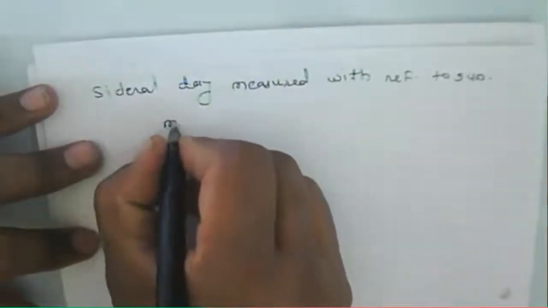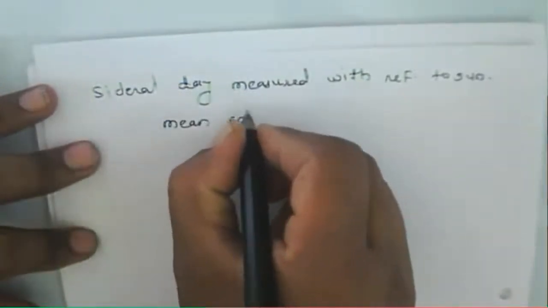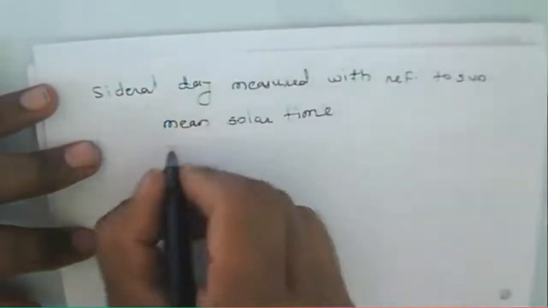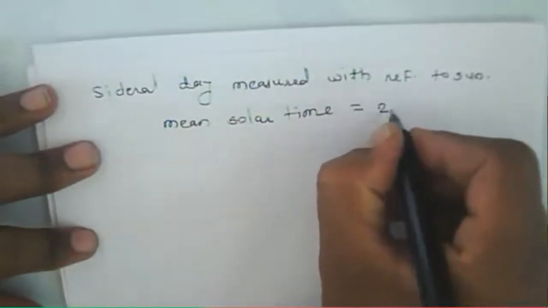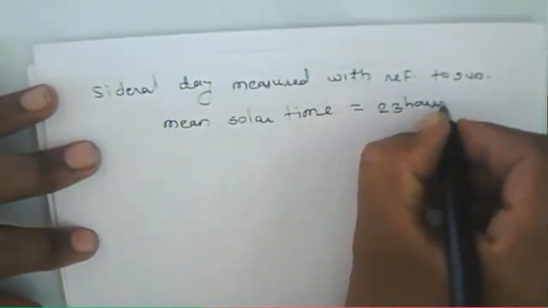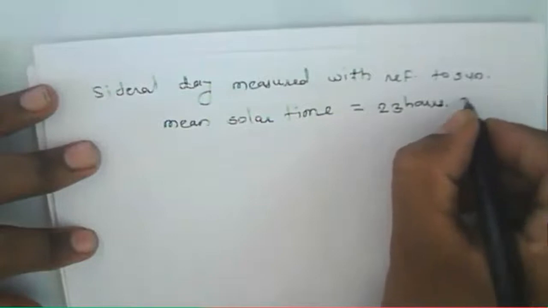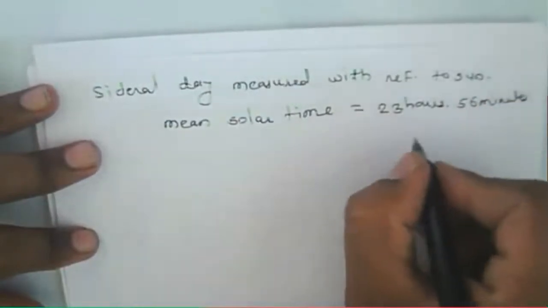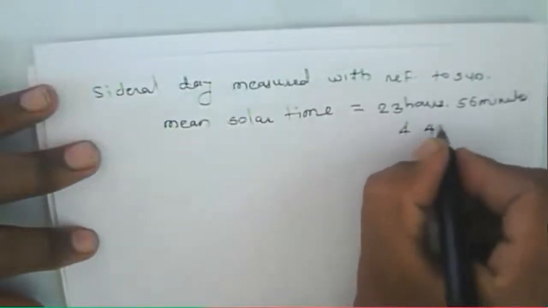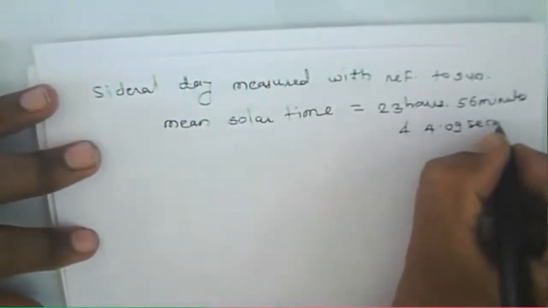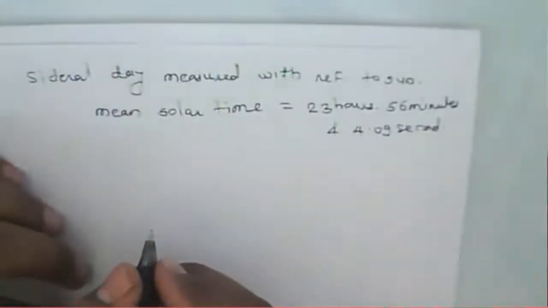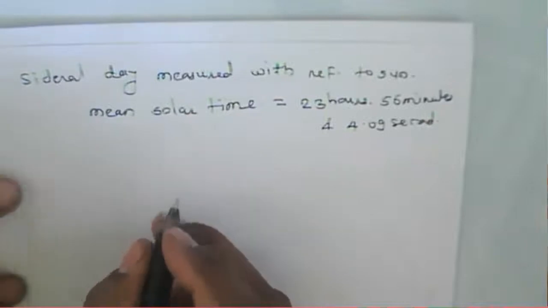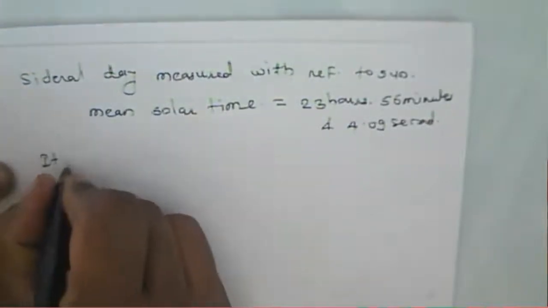Or you can say that the sidereal day is measured in terms of what? A mean solar time. And that mean solar time will be equal to what? We can say 23 hours, 56 minutes, and 4.09 seconds.